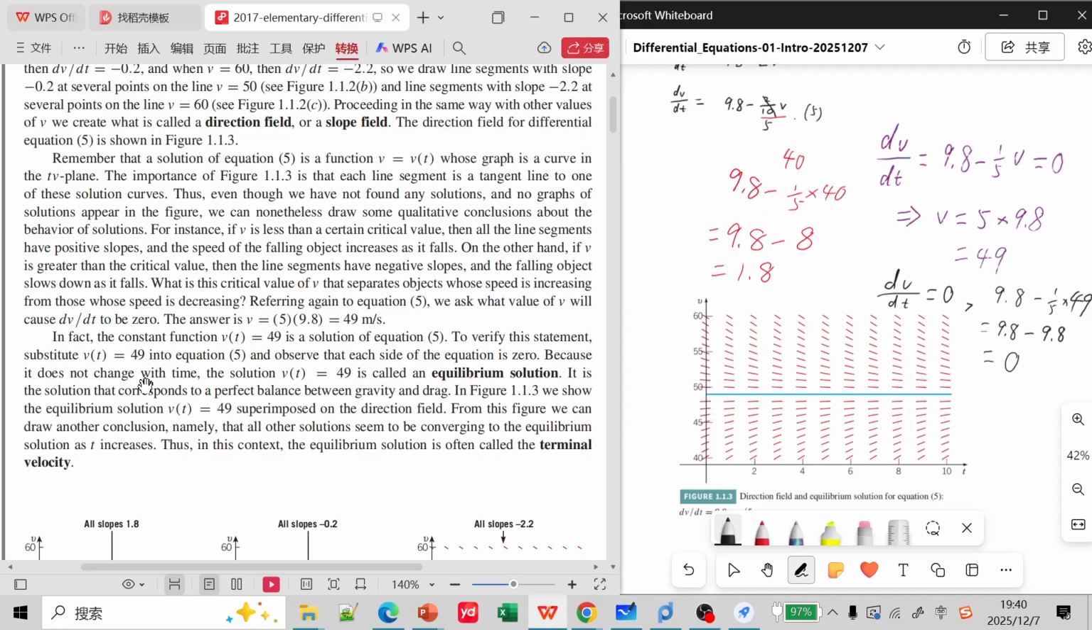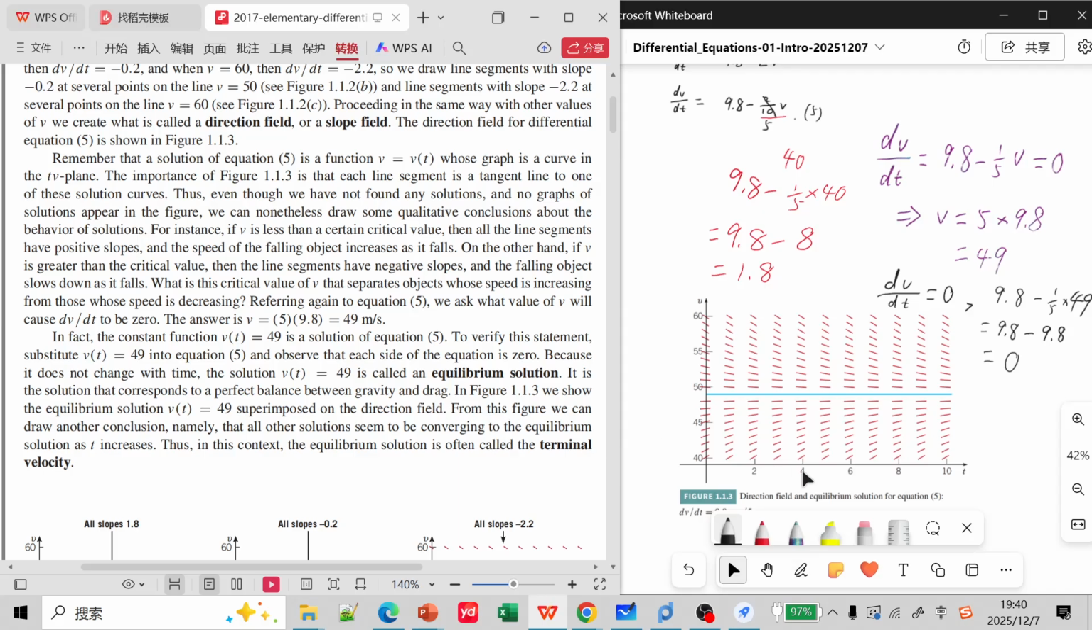Because it does not change with time, the solution V of t equal to 49 is called an equilibrium solution. Basically, it is a constant value. It is the solution that corresponds to a perfect balance between gravity and drag.